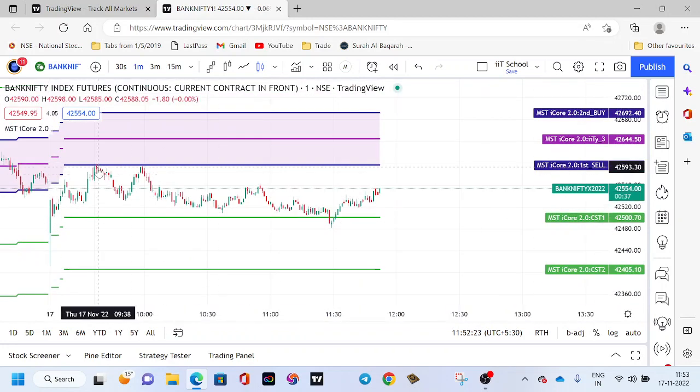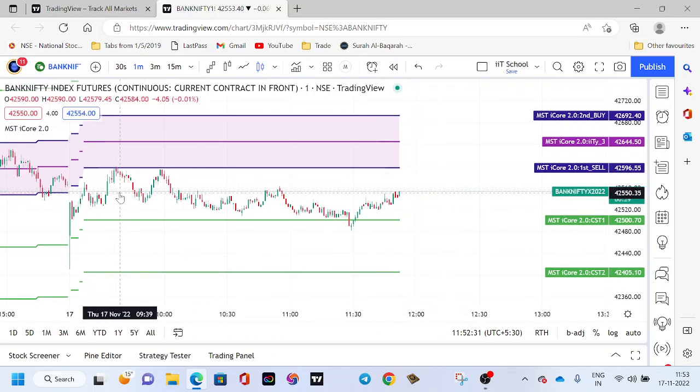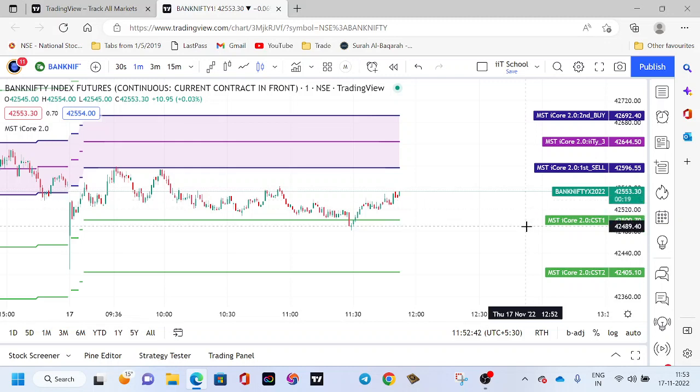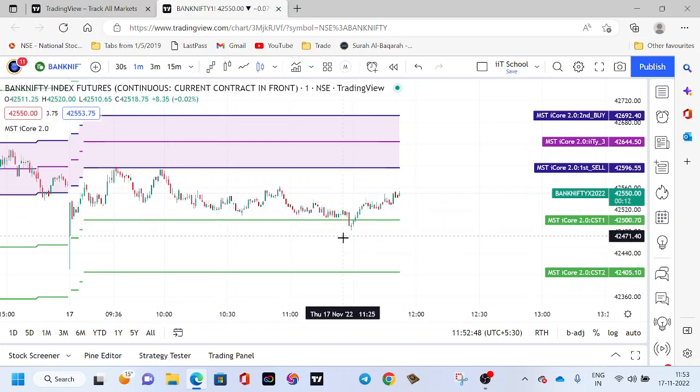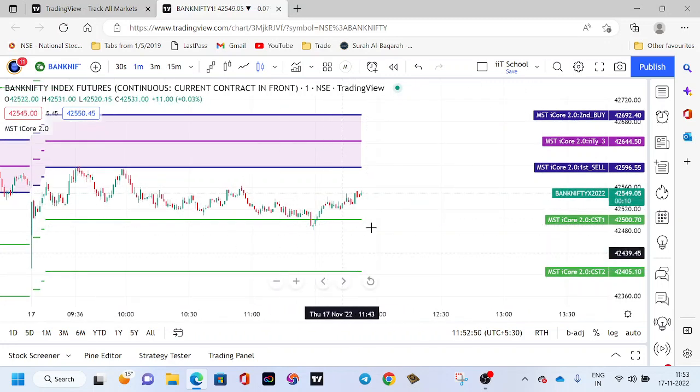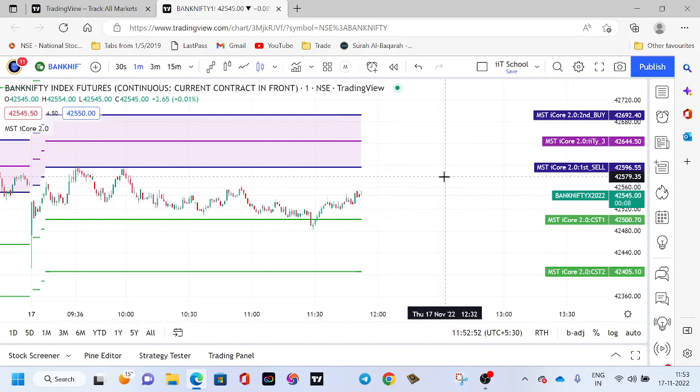Okay, come here. See here. What is the high? 42,581. What is the high? 42,598. Okay, and our sell entry was 42,596. Perfectly our sell got activated and the target also perfectly hit. So once the target is hit, you have to exit from the market. That's all. No more trade.